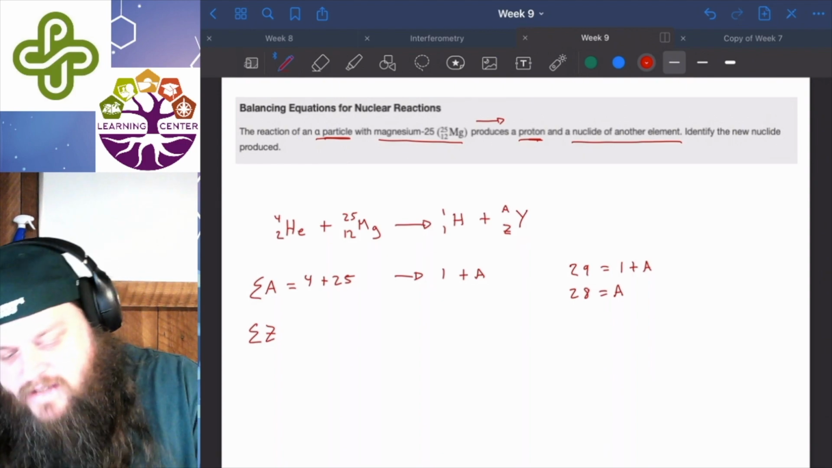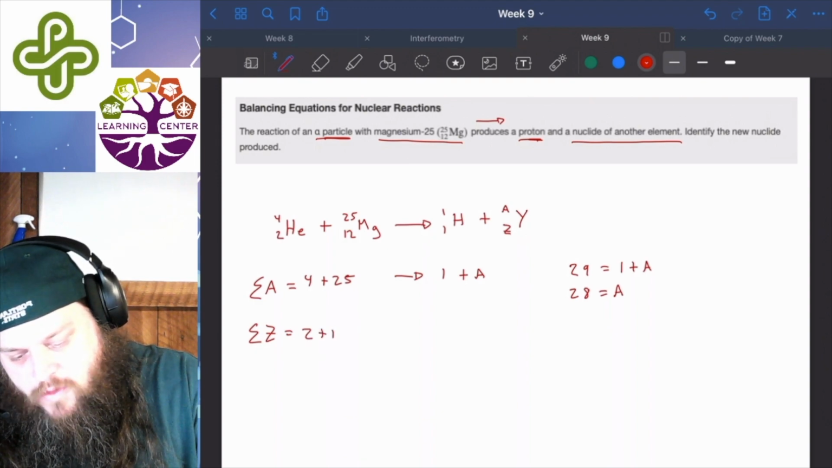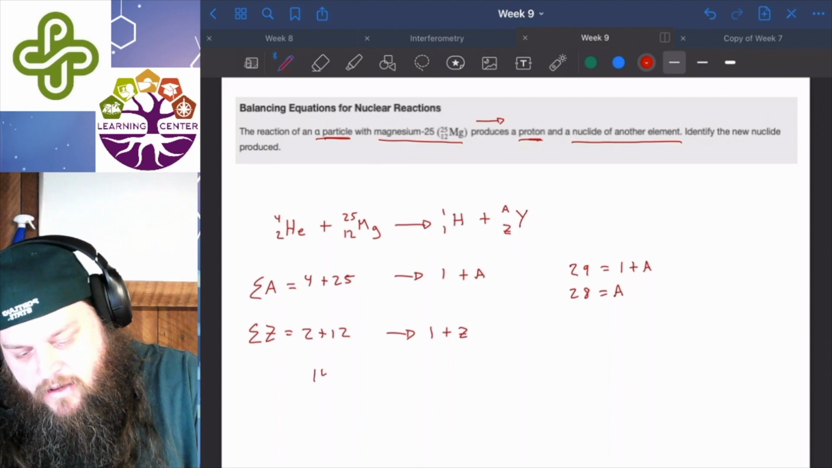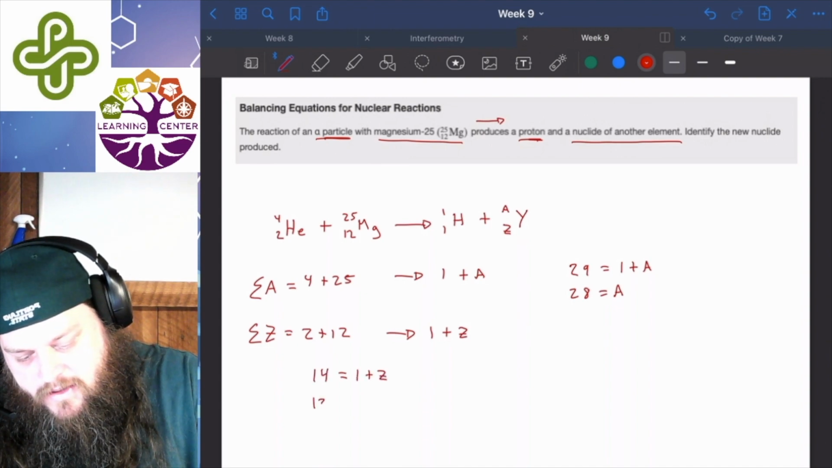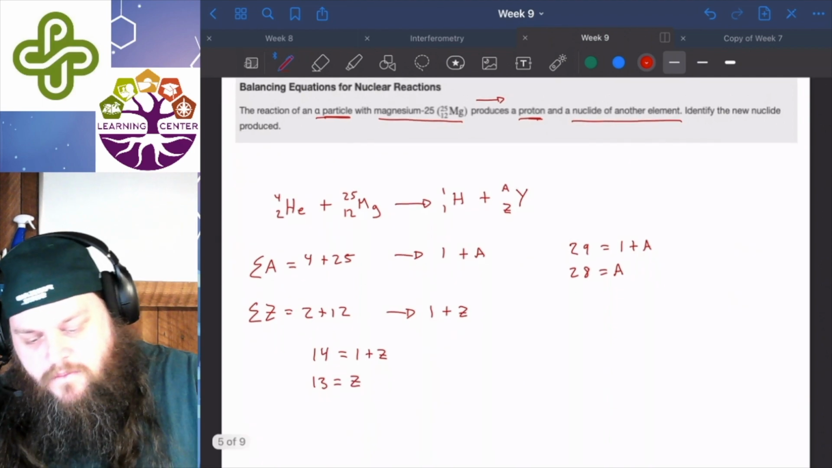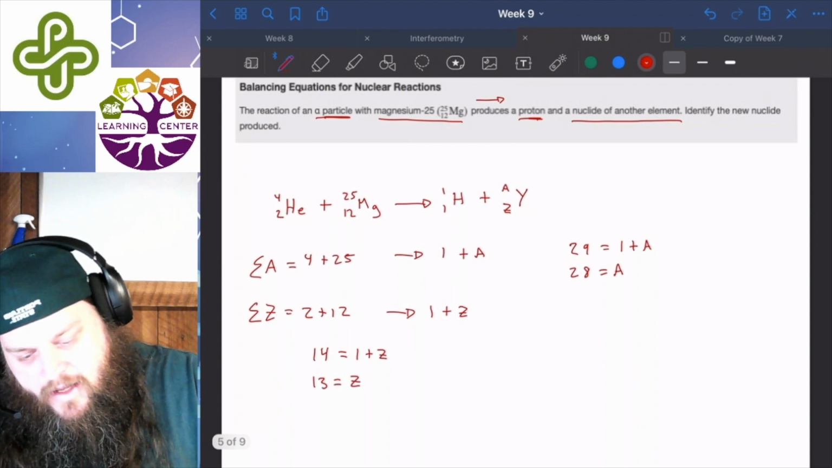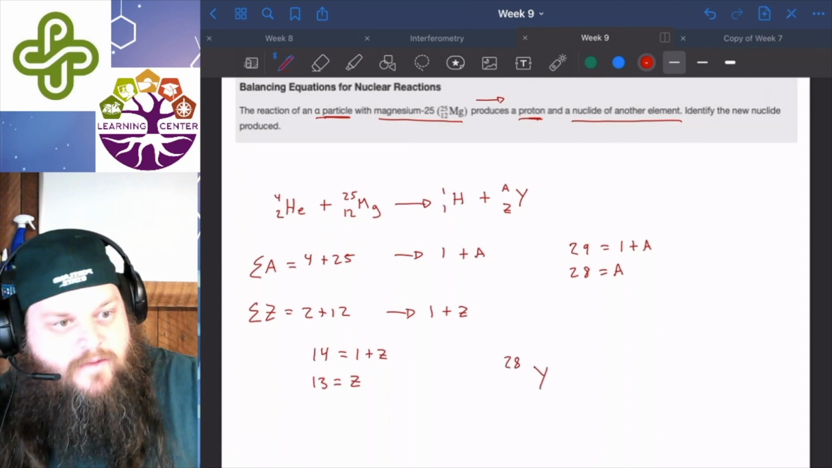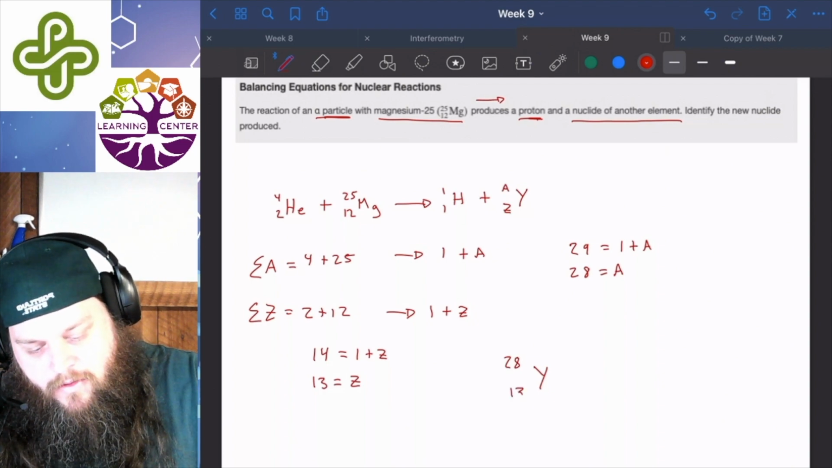So what is the Z? We do the same thing for the Z. That's 2 plus 12 on the left side. On the product side, we're going to have 1 plus Z. 2 plus 12 is 14, which is equal to 1 plus Z. That's 13 equals Z. So now I can write this as some element that has a mass of 28 and 13 protons.